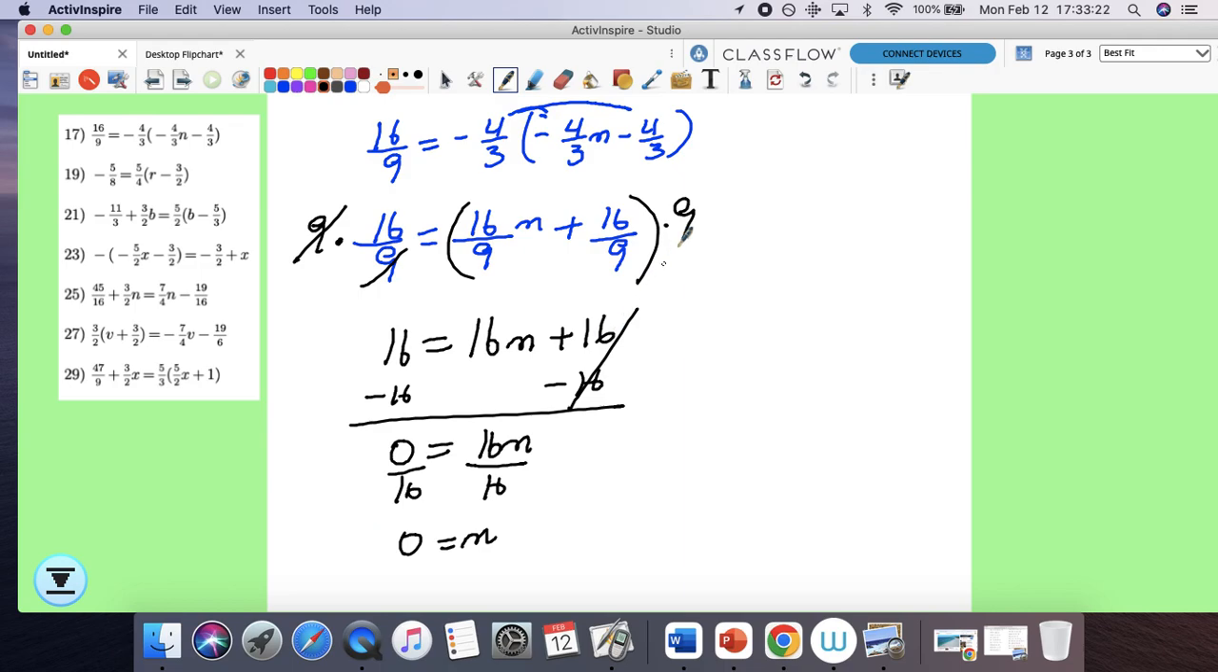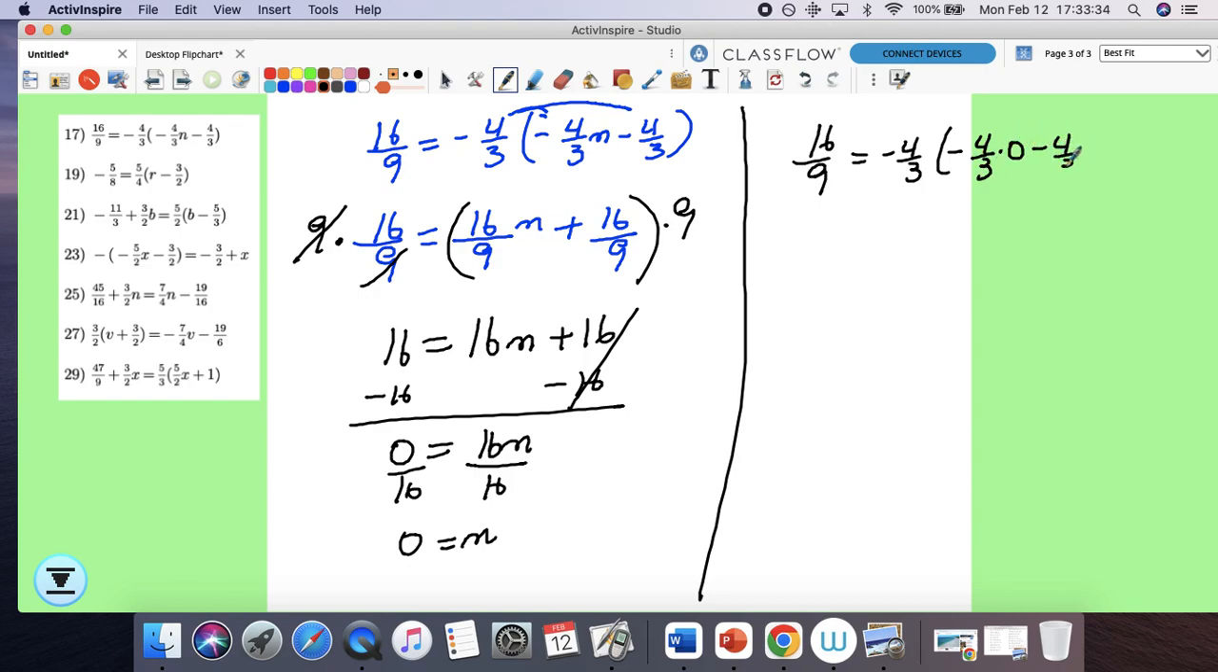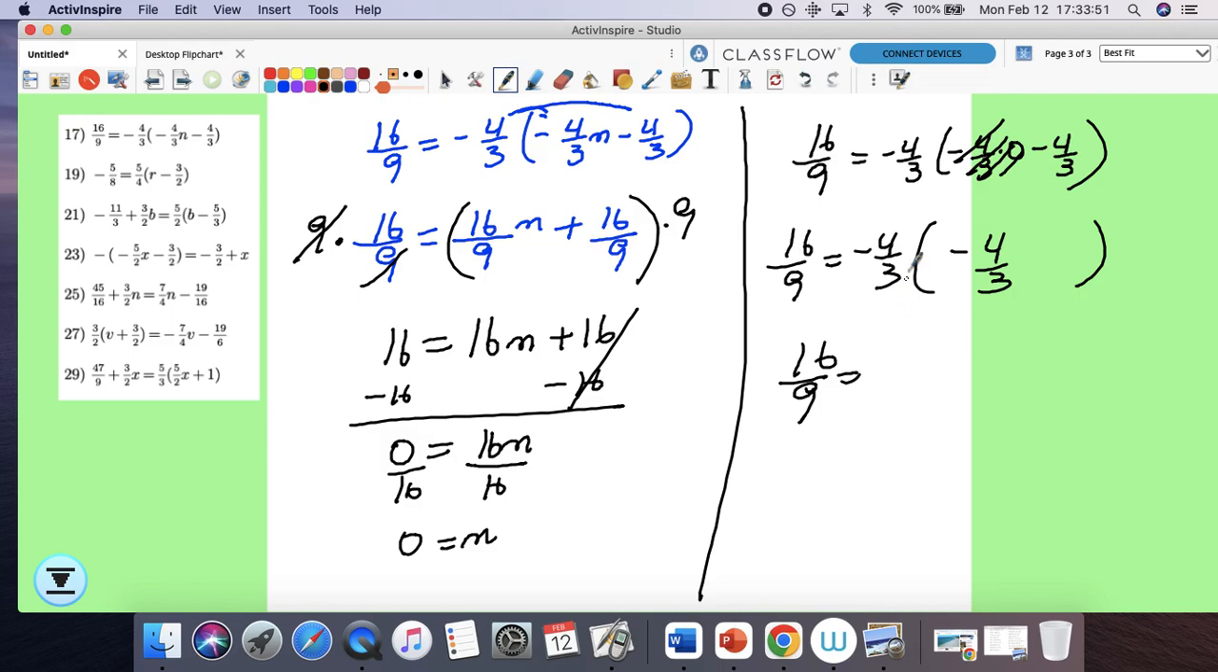Oh, beauty. So, your check: 16 over 9 equals negative 4/3 minus 4/3 times 0 minus 4/3. Well, let's see if that works. 16 over 9 equals negative 4/3. And inside the parentheses, let's work that out. 4/3 times 0 is just 0, so this goes away. And I'm left with just negative 4/3. Negative times a negative is a positive. 4 times 4 is 16. At the bottom, 3 times 3 is 9. We are more than good here.